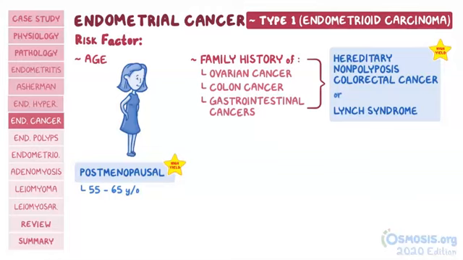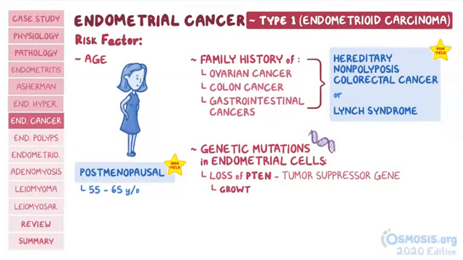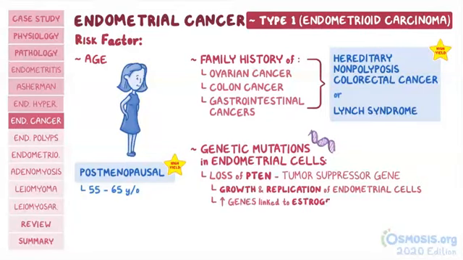Another high-yield fact is that type 1 endometrial cancer usually involves several genetic mutations in endometrial cells, including loss of PTEN, a tumor suppressor gene. This promotes growth and replication of endometrial cells, or enhances the expression of genes which are linked to estrogen receptors.